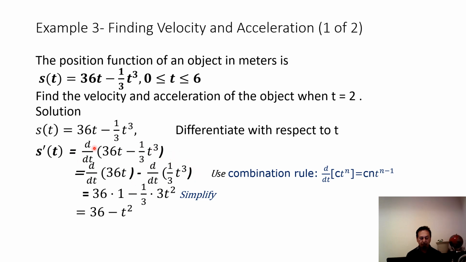Now we can apply the difference rule of differentiation. So we break it down into two derivatives, d/dt of 36t minus d/dt of (1/3)t³. Now the derivative of 36t is simply 36 times 1, and for the derivative of (1/3)t³, we can apply the power rule, and that will be 1/3 times 3, and the power of t becomes 2. So now we simplify: 36 times 1 is 36, 3 cancels with 3, so it will be minus t².